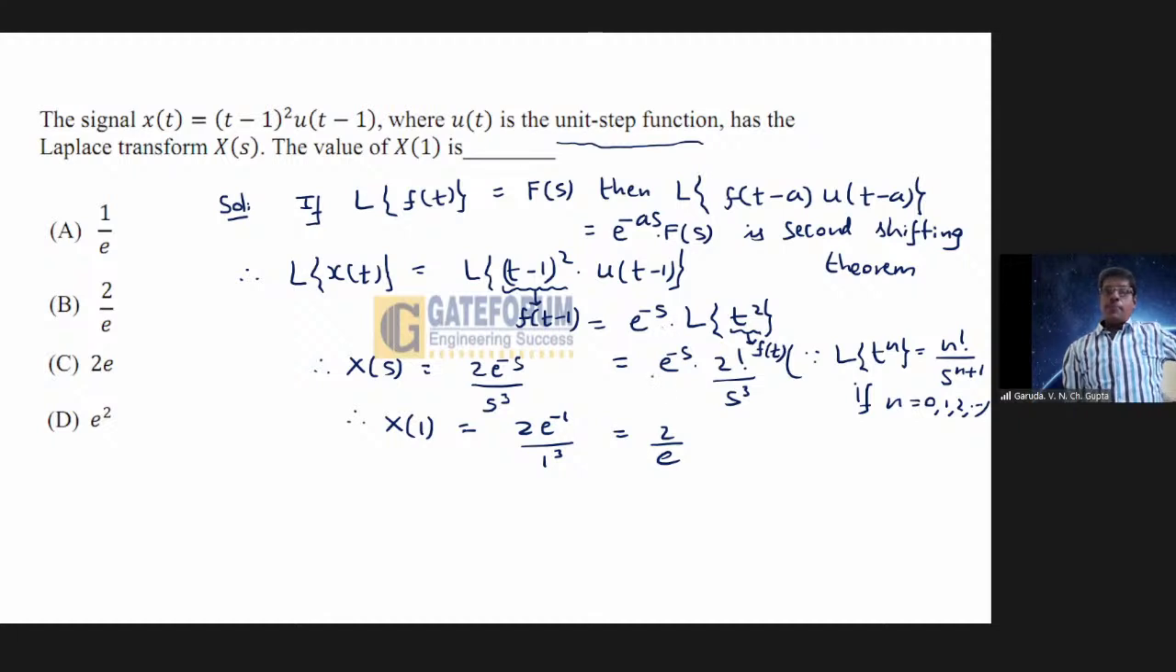L of f of t is capital F of s. So the answer is 2 by e. Accordingly, the option is B.